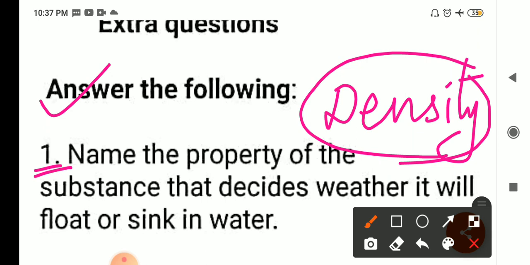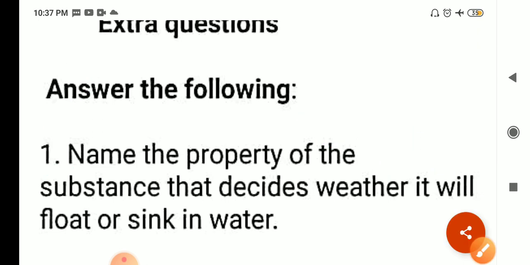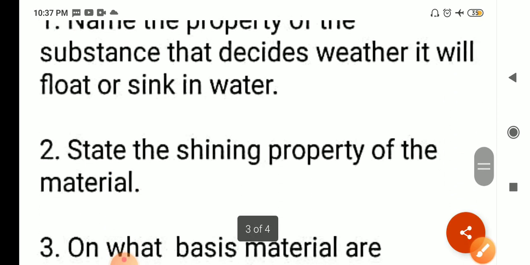If the object which you are putting on the water or dipping in the water will float or sink, it depends on the density. It means if that material has less density than the water, then it will float, and if the material has more density than the water, then it will sink in the water, right? This was the example. Okay, now next.